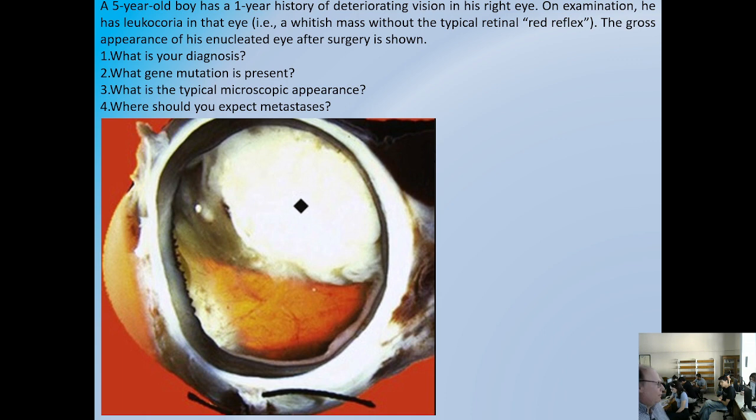Now, we have a very young boy, 5 years old, with a 1-year history of deteriorating vision in his right eye. We see that the pupil is white. Why? Because there is something growing behind, and you see this whitish tumor here. You see? So we don't have the typical retinal red reflex, because when you have a look at the fundus of the eye, it appears red. The retina appears red. Here we cannot see that because a tumor has grown.